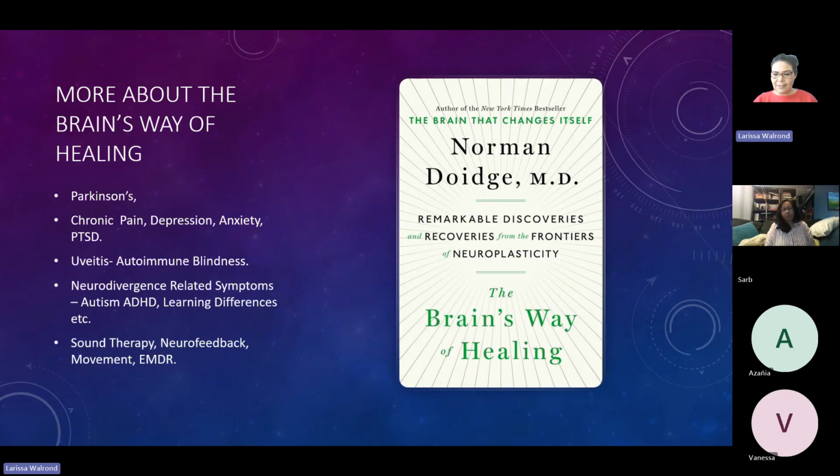People use neuroplasticity like I did for mental health issues, for chronic pain. One person interviewed for this book had autoimmune blindness, so was able to recover their sight after losing their sight through neuroplasticity. And then neurodivergence was also something that was discussed, people with autism, ADHD, and other learning differences.